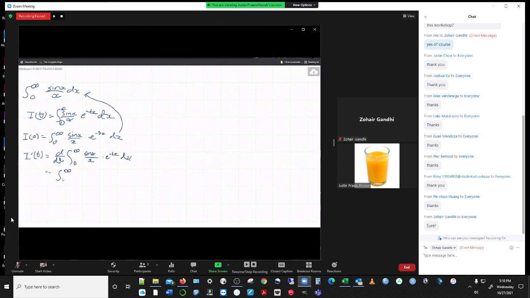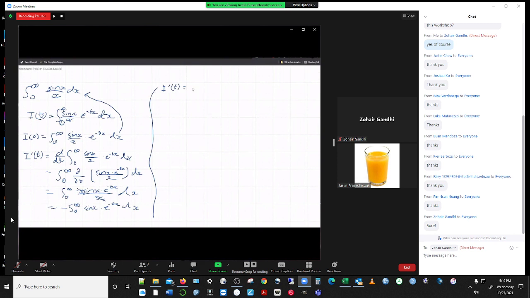So now we try to differentiate this in terms of t, and what we find is that it gives us the partial derivative with respect to t. So we do that, and we find that it gives us negative x sine x times e to the power of negative tx over x. So now we can cancel out the x's, and we'll be left with negative sine x times e to the power of negative tx.